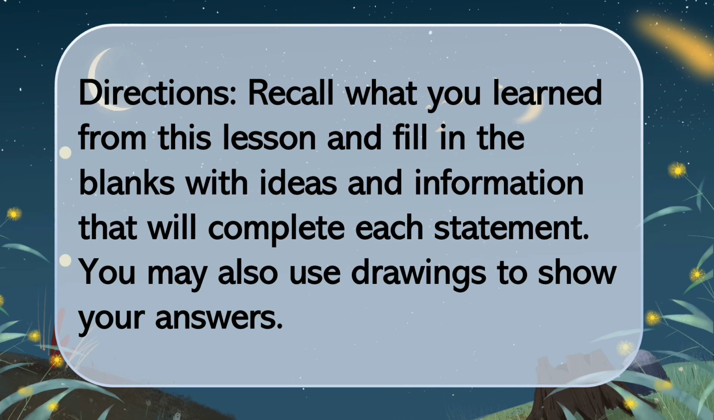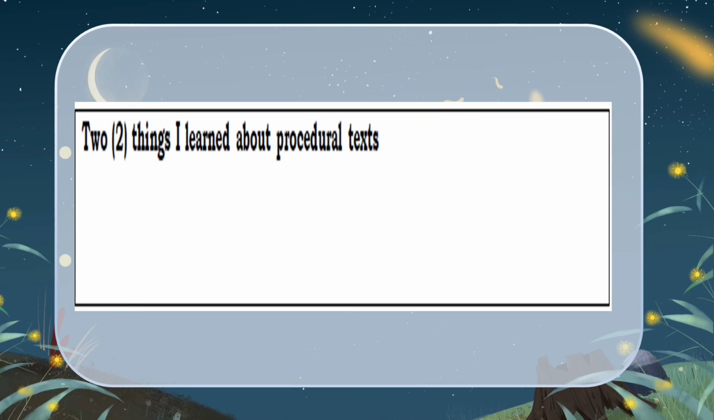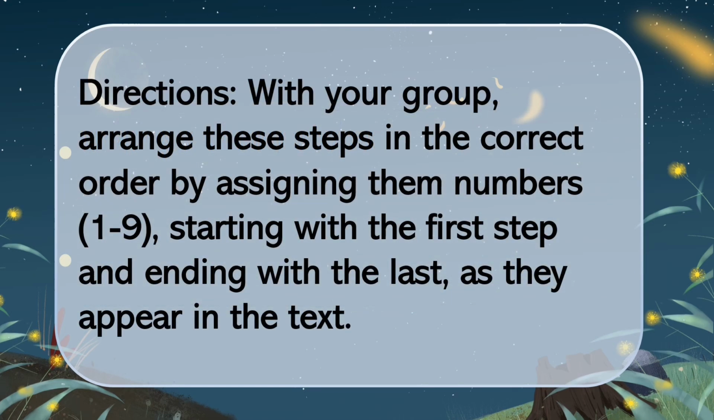Now, recall what you learned from this lesson and fill in the blanks with ideas and information that will complete each statement. You may also use drawings to show your answers. And then with your group, arrange these steps in the correct order by assigning them numbers from 1 to 9, starting with the first step and ending with the last as they appear in the text.